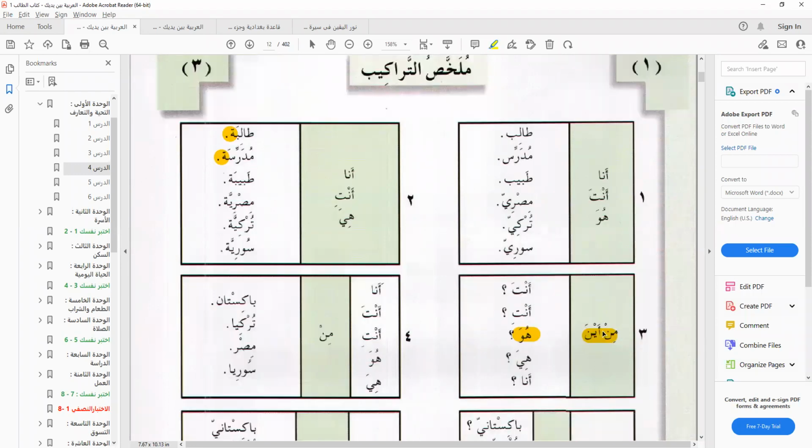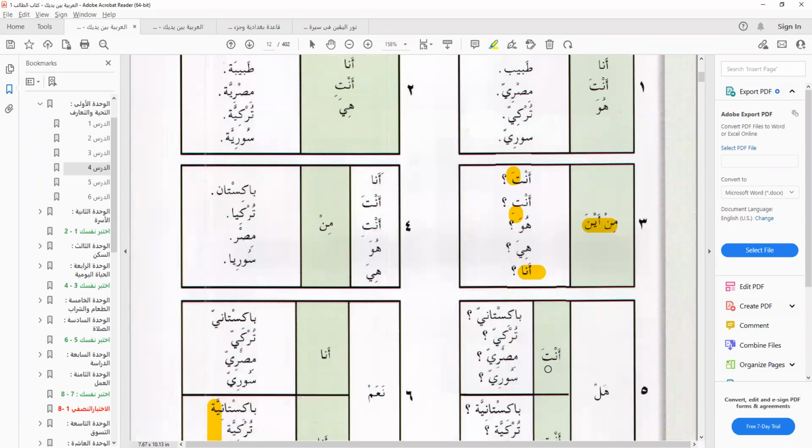Then min aina means where are you from? But who you talk to is dependent on whatever you choose. Min means from, aina means where. So if you say min aina anta, where are you from? Min aina anti, where are you from? But what signifies who you are talking to is this vowel sound. Anta is masculine, anti is feminine. Min aina huwa, where is he from? Min aina hiya, where is she from? Min aina ana, where am I from? So it can make sense. It depends on the circumstance.